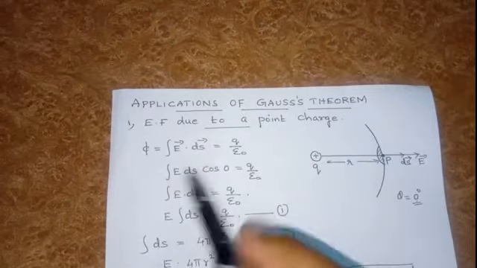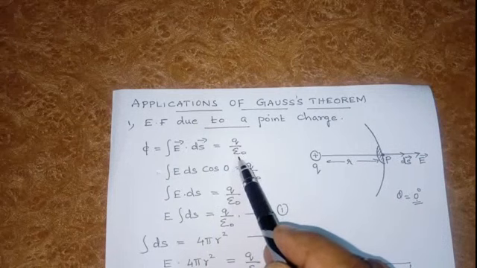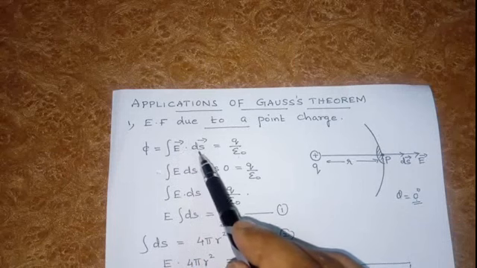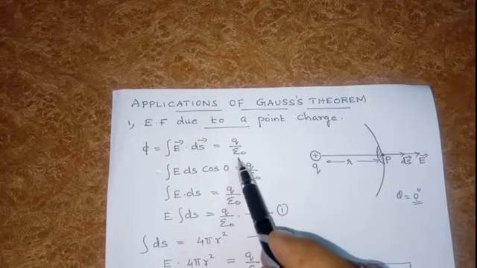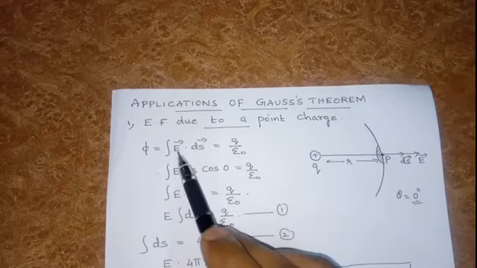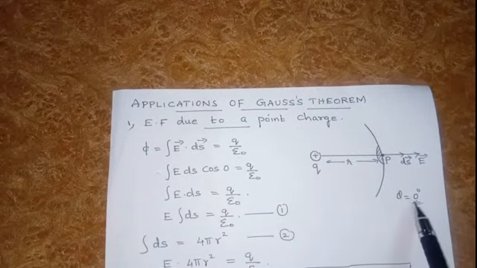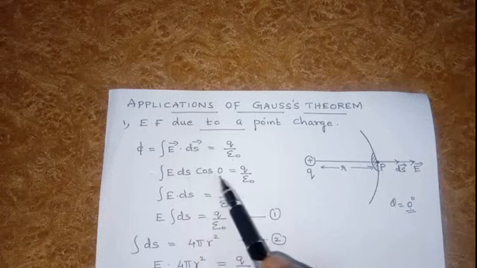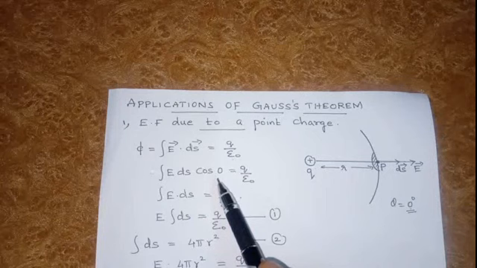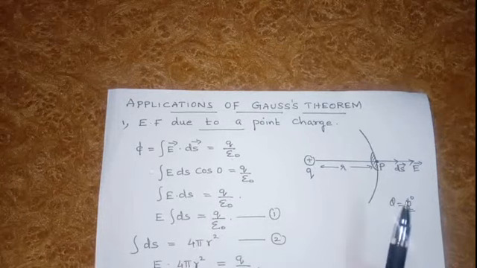The Gauss's theorem, we already studied that phi is equal to integral of E dot ds is equal to q by epsilon 0. The flux passes through any closed surface is the surface integral of electric field over that surface, that must be equal to 1 by epsilon 0 times charge enclosed. But here E dot ds can be written as E ds cos of theta. Theta is equal to 0. Therefore, it will be E ds cos of 0 is equal to q by epsilon 0. Cos of 0 is equal to 1. Therefore, integral of E ds is equal to q by epsilon 0.